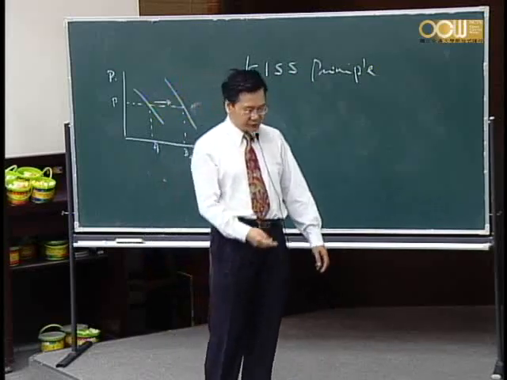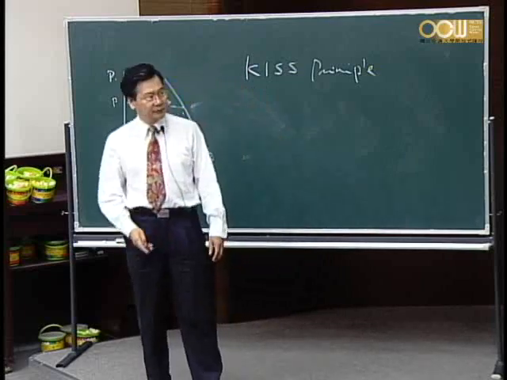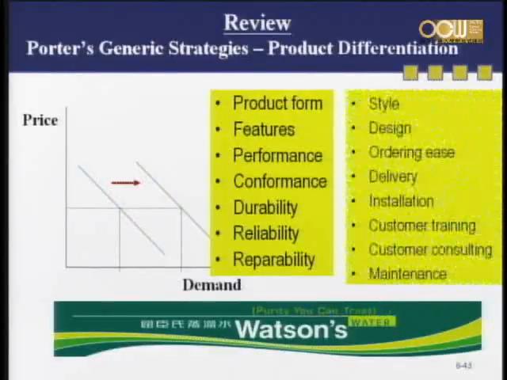But in fact, Watson's differentiation is not only the product itself. So I give you the answer here, right? These are all the menu for differentiation. In other words, you can focus on product form, features, performance, conformance, durability, reliability, repairability, all right? Style, design, ordering, delivery, installation, customer training, and so on. Now, the uniqueness of Watson is not the product, it's what?